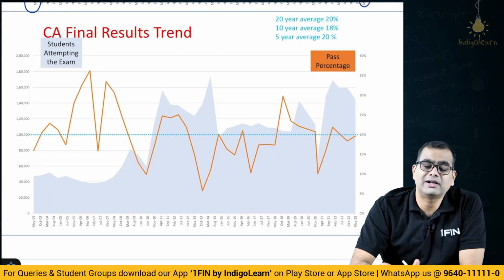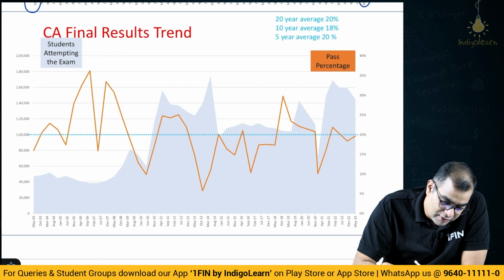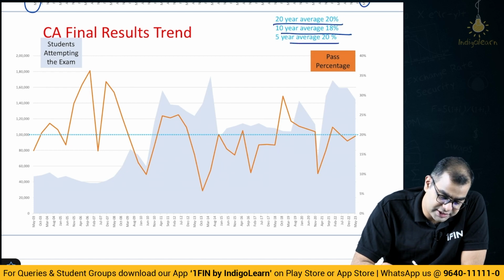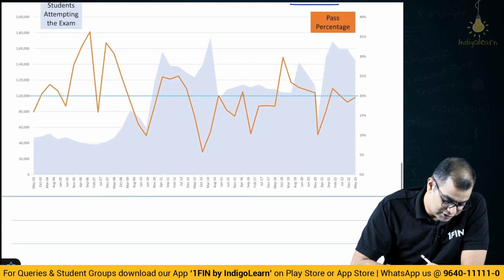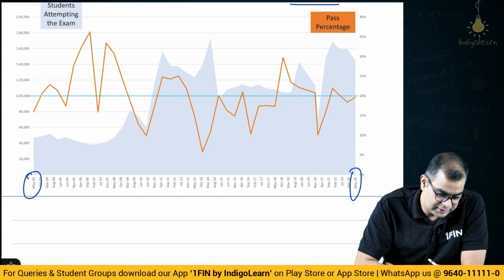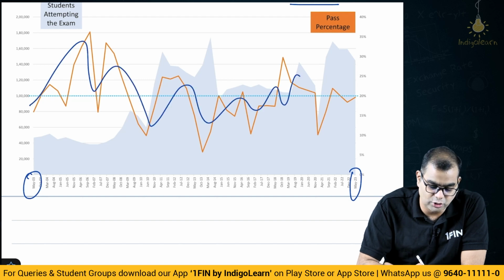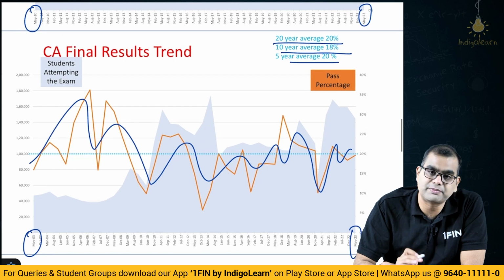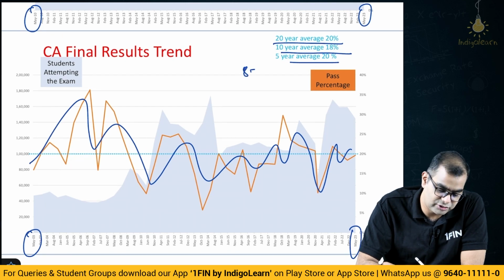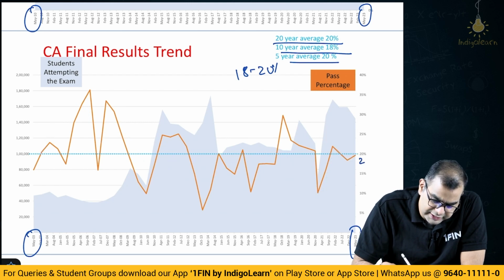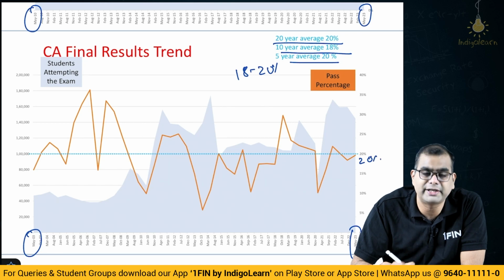Now come to CA Final. This is where it is even more interesting. What is the 20-year pass percentage? 20%. What is the 10-year pass percentage? 18%. 5-year pass percentage? 20%. So, you see I have data from 2003 to 23. The pass percentage is volatile, I am not saying no. But you see the average percentage is between 18 to 20. This also is between 18 to 20%. And the latest attempt was how much? The latest attempt was about 19.6 or something, so approximately 20.